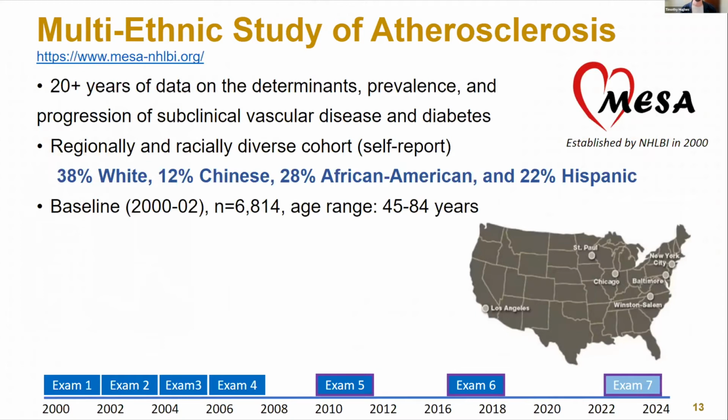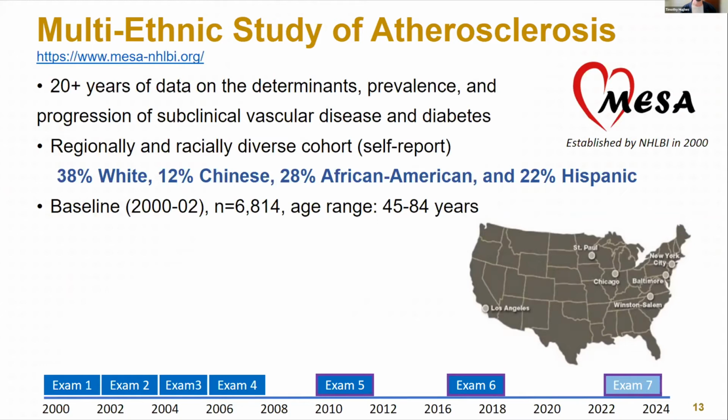The Multi-Ethnic Study of Atherosclerosis has been ongoing since the year 2000, and over the past 20 years, it has published more than 2,000 papers looking at the determinants, prevalence, and progression of subclinical cardiovascular disease and metabolic disorders such as diabetes in the context of a regionally and racially diverse cohort of 6 sites around the United States.